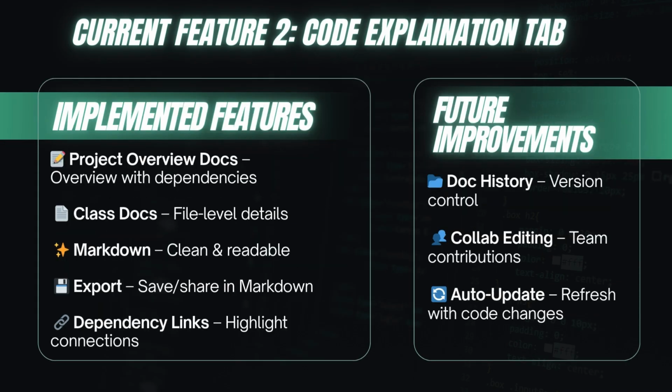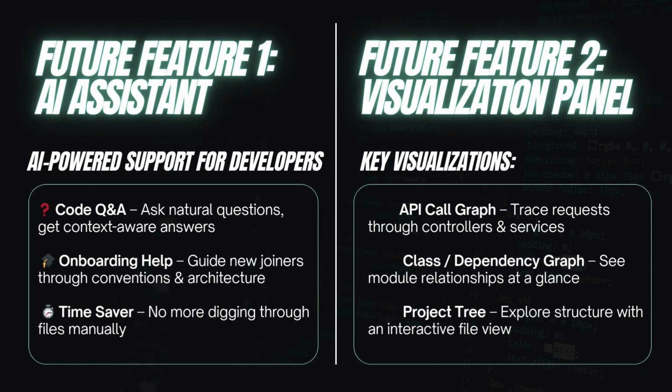Our second feature, the Code Explanation tab. It generates clean documentation with dependency insights, class-level details, and exports everything in Markdown for easy sharing. Next, we are going to add version control, collaborative editing, and auto updates. In the future, we are adding an AI assistant where you ask questions about the code and get answers from AI. We are also building a visualization panel with API code graphs, class dependency maps, and a project tree, so you can see how everything connects at a glance.